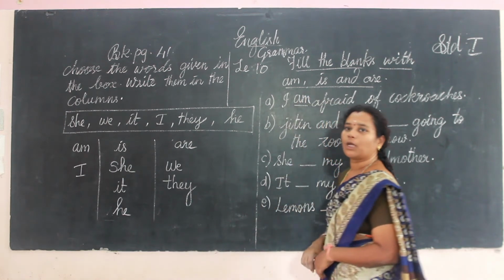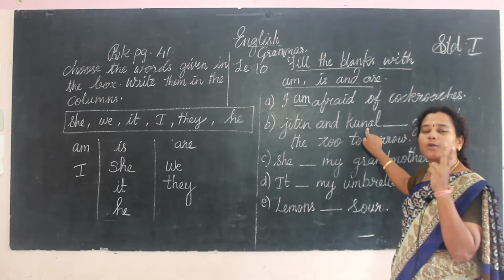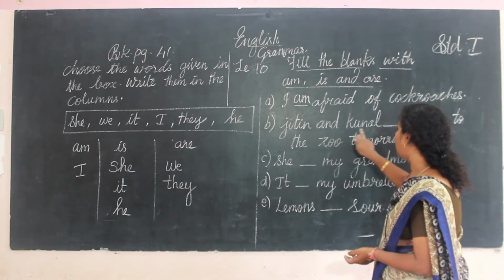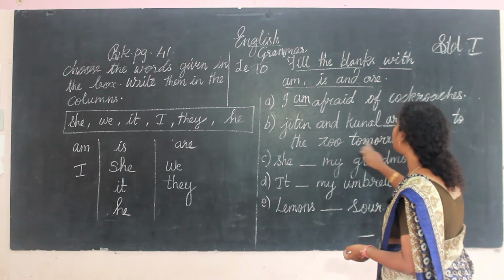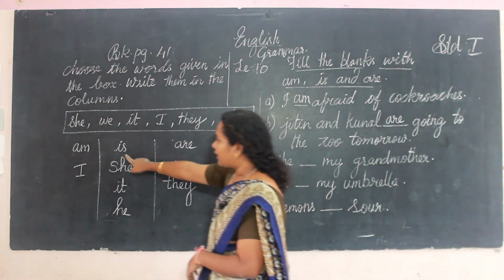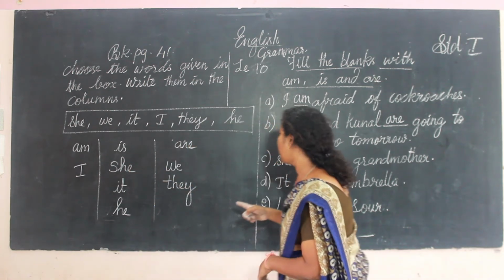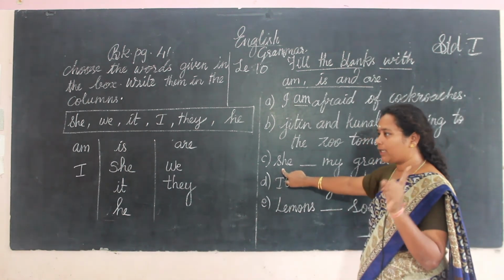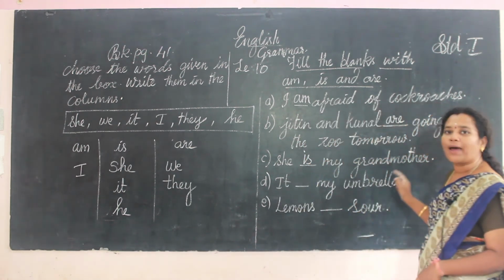Now see the second one, Jitin and Kunal. Two members are there, two persons. So plural it is. So what will you write there? Are. Read on. Jitin and Kunal are going to the zoo tomorrow. Okay. Now see the third one. She comes under the is column, isn't it? She, he, and it come under the is column. So you should be clear with that. Okay, keep it in your mind. So she is singular, so you are going to write is. She is my grandmother.